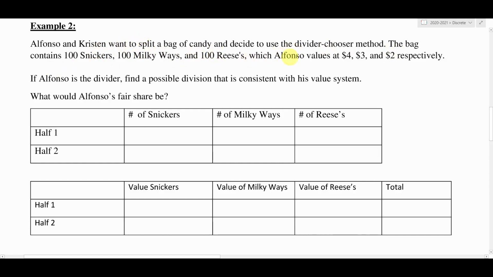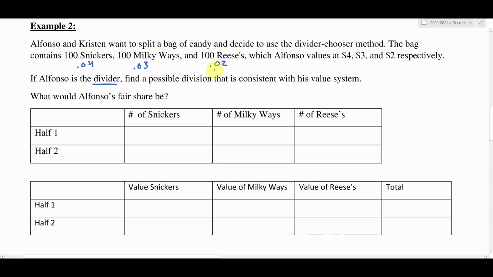And this time, we get Alfonso's value system, and Alfonso is the divider. So we're getting the value system of the divider here. Alfonso values them at 4, 3, and 2, so $4, $3, $2, which means Snickers are worth 0.04, 4 cents, and Milky Ways are worth 0.03, so 3 cents, and Reese's are worth 2 cents a piece. The way I got those, I just took $4 divided by 100, and that'll get you these numbers. You do the same thing with Milky Ways and the same thing with Reese's.